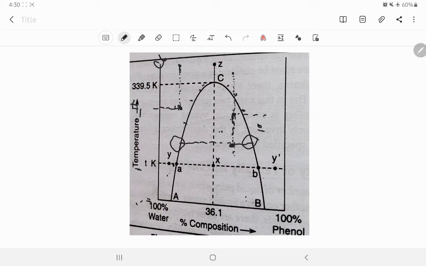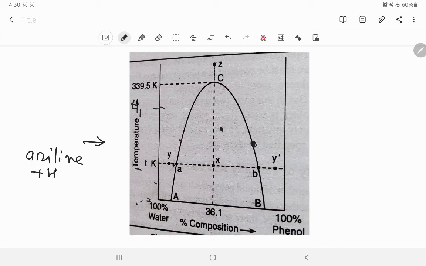Along this curve only there is a saturated solution, exactly on this curve. Here it is a saturated solution of phenol in water. And this is the saturated solution of water in phenol. And inside, no doubt it is a saturated solution, but we call it as two solutions coexisting with each other, we call it conjugate solutions. Got it? Okay.